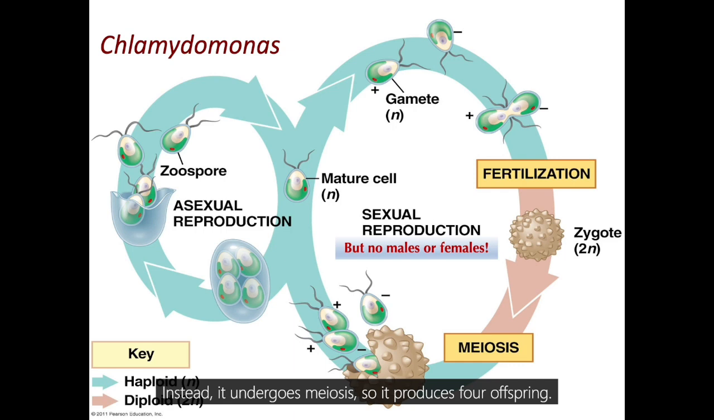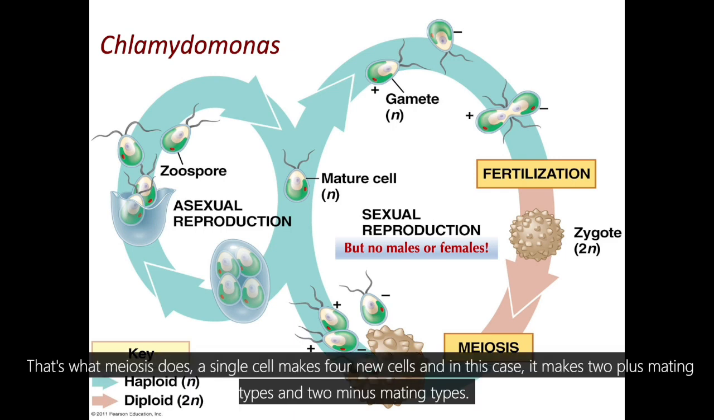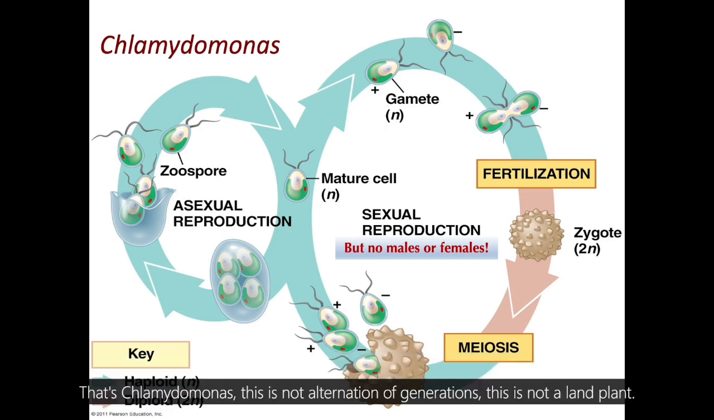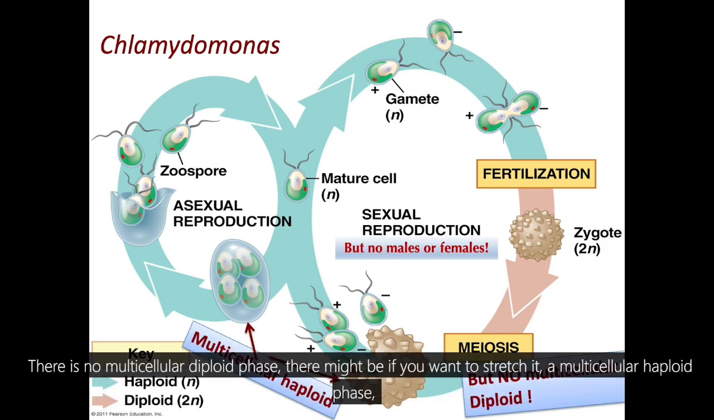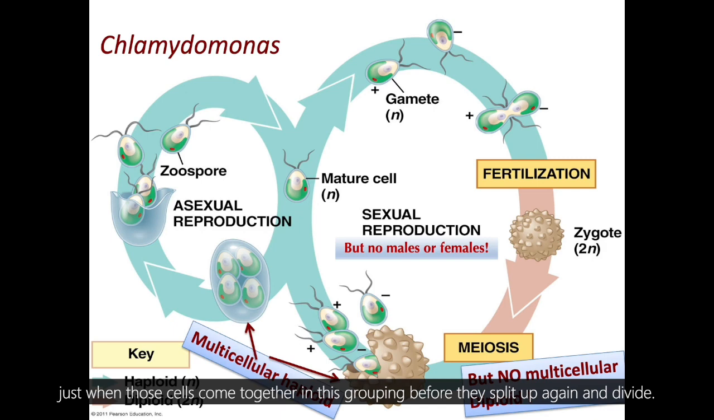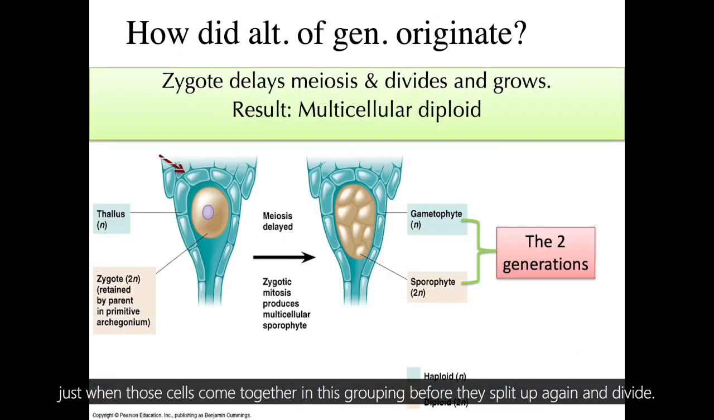Instead, it undergoes meiosis. So it produces 4 offspring. That's what meiosis does. A single cell makes 4 new cells. And in this case, it makes 2 plus mating types and 2 minus mating types. That's Chlamydomonas. This is not alternation of generations. This is not a land plant. There is no multicellular diploid phase. There might be, if you want to stretch it, a multicellular haploid phase, just when those cells come together in this grouping before they split up again and divide.